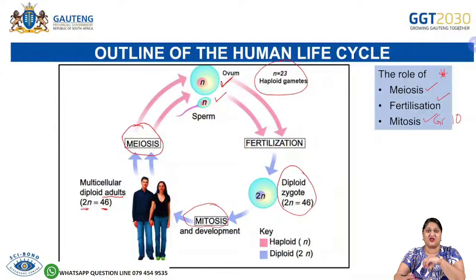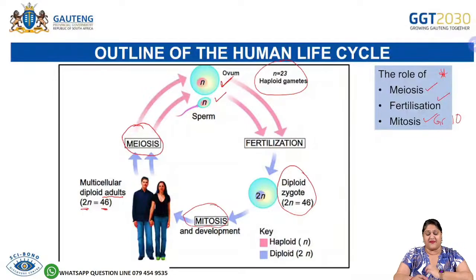Right, it goes through mitosis and development. So what's happening in mitosis? We're having growth, okay? We're having multiplication. It's also a type of cell division, okay? And you know this from grade 10. It's also a type of cell division, but we are not going to have in the end genetically different cells. We are going to have cells that look the same as the original cell.